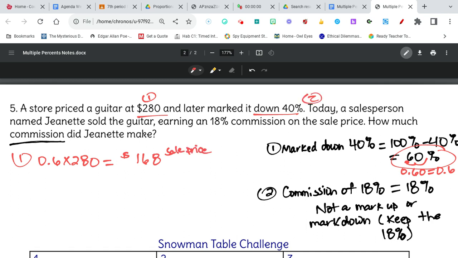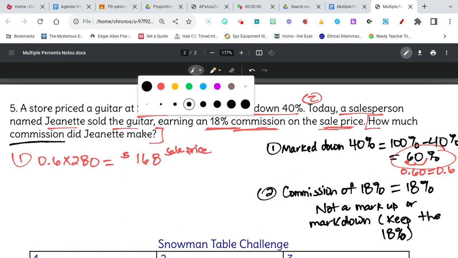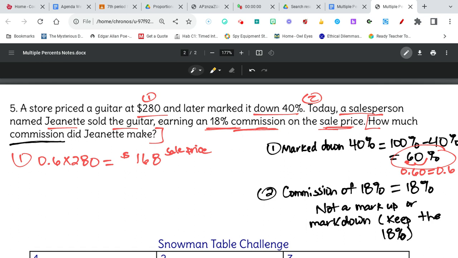All right, then it goes on to say, today, a salesperson named Jeanette sold the guitar. Now, she's a salesperson, which means she's going to get commission, guys. So she's going to earn 18% commission on that sale price. All I want to know for this question is how much commission did she make? Okay, I'm not interested in how much it went up or how much it went down. I already know it went down to $168. She's not going to get commission on the 280 because they marked it down. Probably would have been nice, a lot nicer than having commission only on 168. She's only going to receive commission on this sale price.